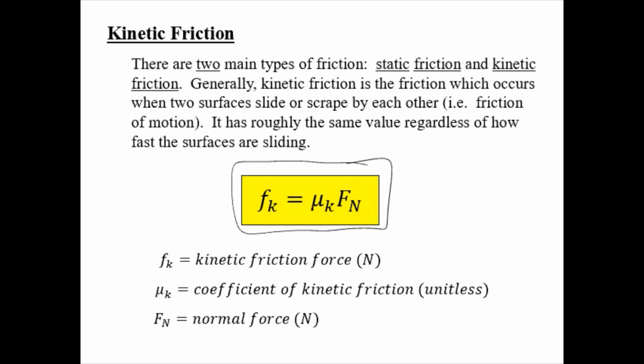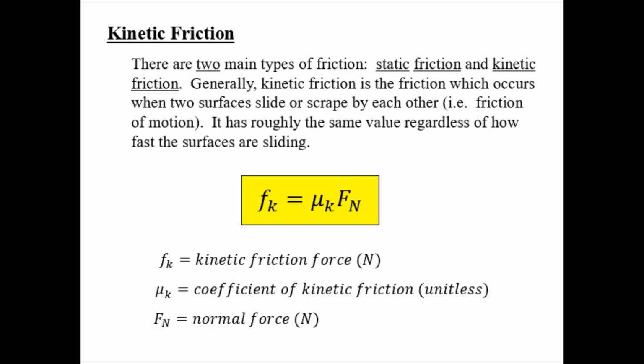There are no vector symbols over the forces because the direction of the friction force and the direction of the normal force are in different directions. But the magnitude relationship here is typically a good relationship. So again, there are two types of friction. There's static friction, which is friction where there's gripping and there's no sliding between the surfaces. And then there's kinetic friction, where one surface is sliding past the other in some way.